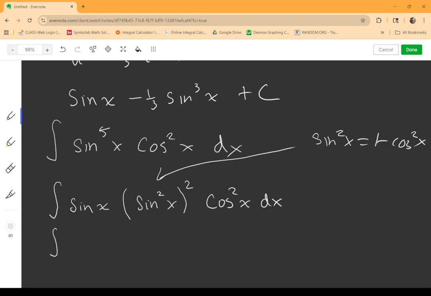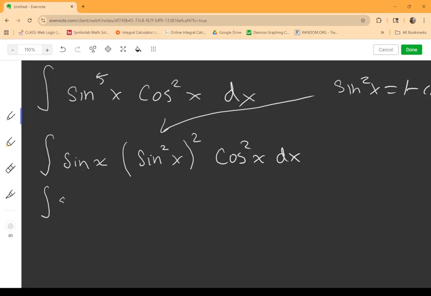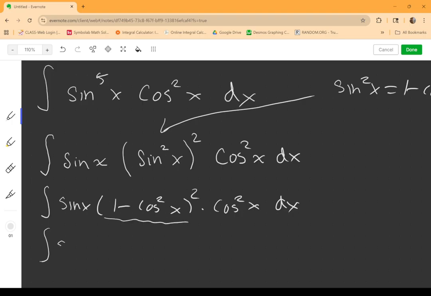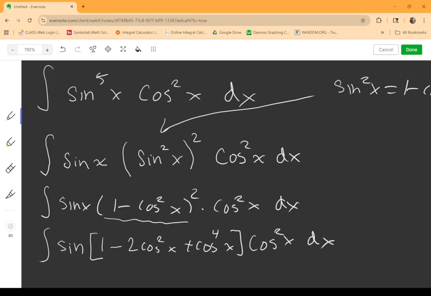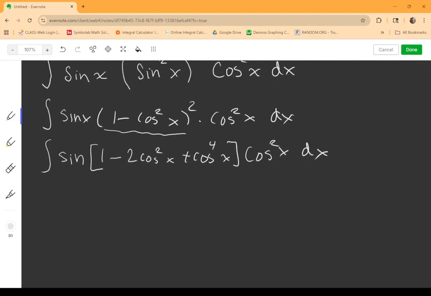So we get here, now be careful with all our algebra here. Sine x times 1 minus cosine squared x, quantity squared, times cosine squared x dx. I want to distribute. First of all, expand this quantity here, right? So I'll expand that quantity, all the time leaving sine x alone. So we get sine x times 1 minus 2 cosine squared x plus cosine to the 4th power of x, times cosine squared x dx.